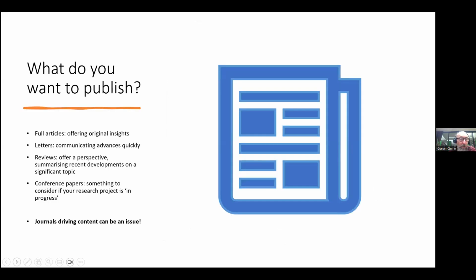What do you want to publish? There's a variety, depending on what journal you're targeting, of different formats you can publish in. Is it going to be full articles, offering original insights, the traditional type of article you might be used to publishing? Is it letters? That's a good way of communicating advances quickly, and some journals will focus on letters. Reviews, so perspectives summarizing recent developments on a significant topic, and that's quite a good one, because that's often based off secondary sources.